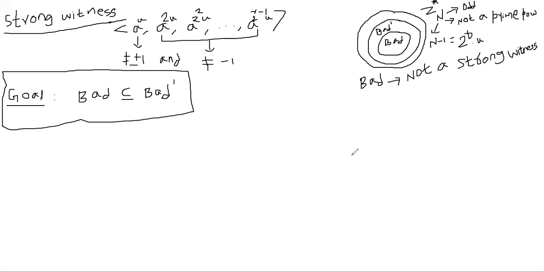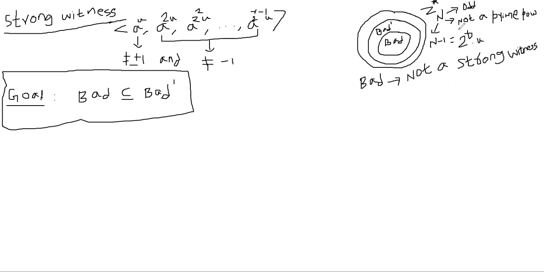Hello, welcome back. In this segment, I will prove that the set bad is contained in the set bad prime. I will define bad prime shortly, but here is the structure that we have been looking into. Z n star is our group. We assumed that n is an odd number, otherwise it's easy to test whether n is a prime or not.